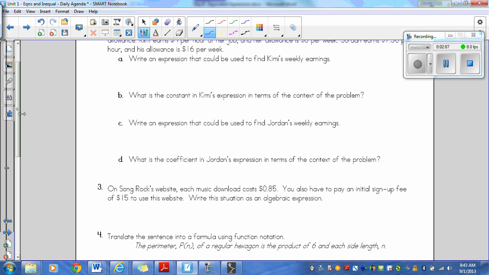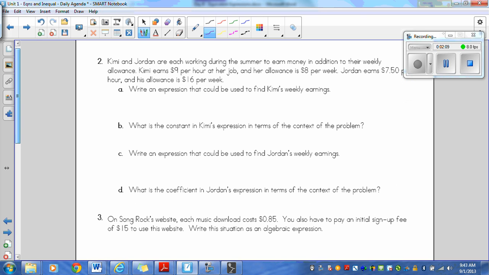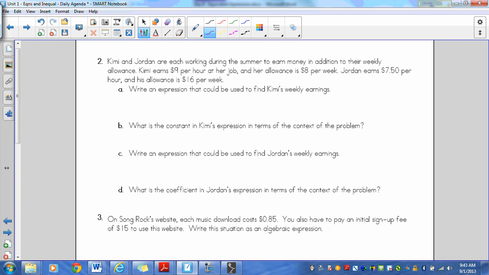Kim and Jordan are working during the summer to earn money in addition to their weekly allowance. Kim earns $9 per hour at her job, and her allowance is $8 per week. Okay, so I have the hourly rate in green and the allowance in blue. Jordan earns $7.50 per hour, and her allowance is $16 a week. Write an expression that could be used to find Kimmy's weekly earnings.